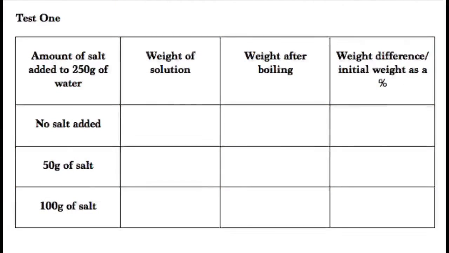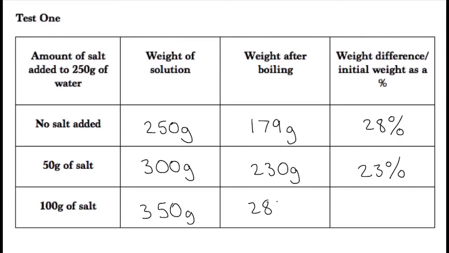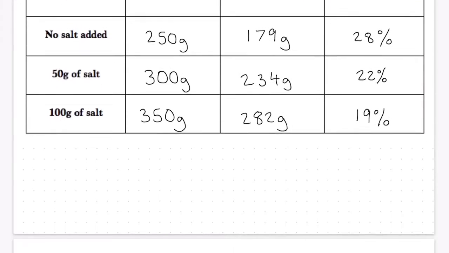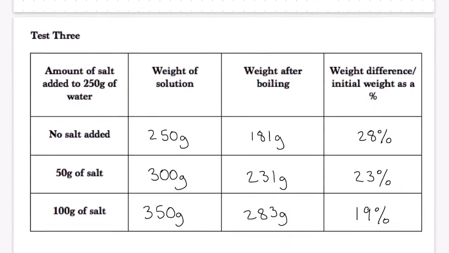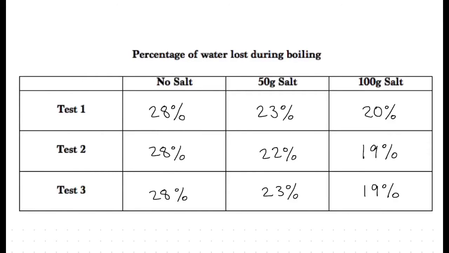Throughout the entire experiment, students have been recording their data in their science journal in the form of a table. They've been recording the weight of the solution initially, the weight after boiling, and then finally the weight difference divided by the initial weight, which then gives us a percentage of how much water is lost during the boiling process. Each of the times the experiment is repeated, the data is collected. And then finally, the data is put into one table showing the percentage of water lost during boiling.